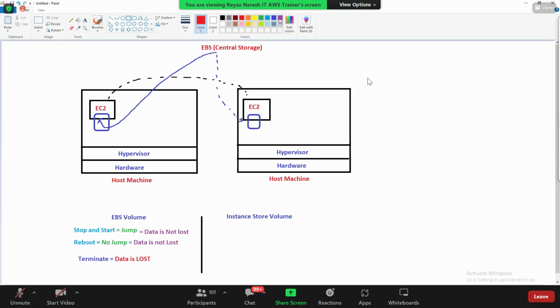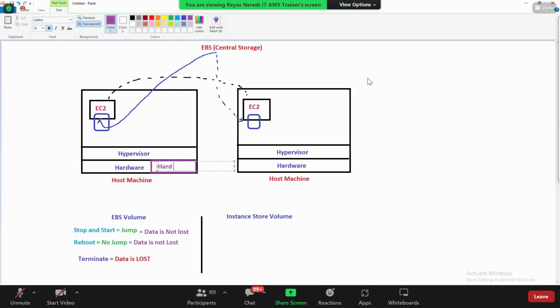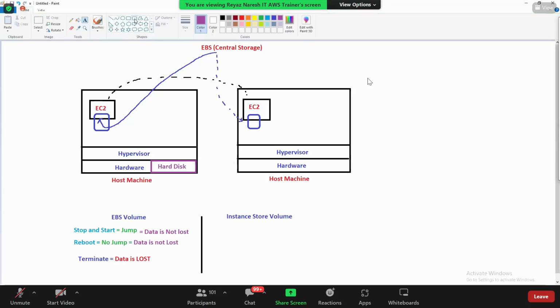Chitty, this is a host machine only, no? Will it have its own hard disk? Yes, it has its own hard disk. And this machine also has its own hard disk. Every machine will have its own hard disk, correct?